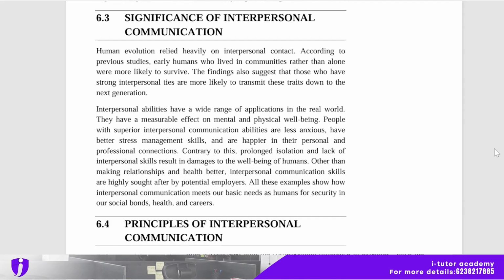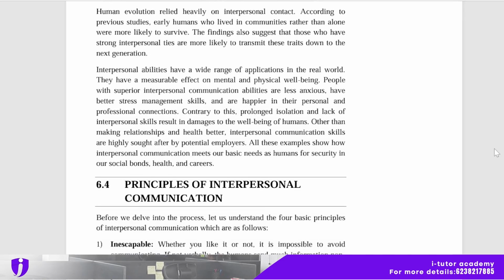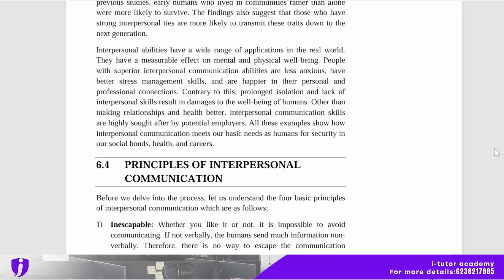What is the significance? Human evolution relied heavily on interpersonal contact. According to previous studies, early humans who lived in communities rather than alone were more likely to survive. The findings also suggest that those who have strong interpersonal ties are more likely to transmit these traits down to the next generation. Interpersonal abilities have a wide range of applications in the real world. They have a measurable effect on mental and physical well-being.